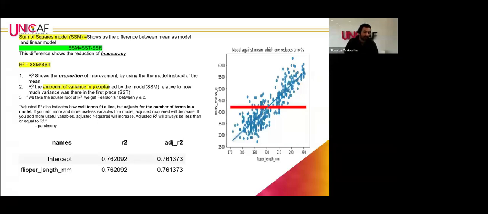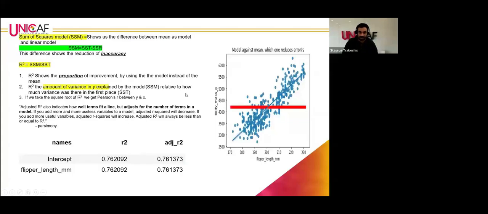If we take the square root of R squared, we get the Pearson r between two variables, if I have a simple linear regression as in this situation. And there is another thing called the adjusted R squared, which takes into account the number of variables here, and it shows parsimony. But we are not interested in this thing now.